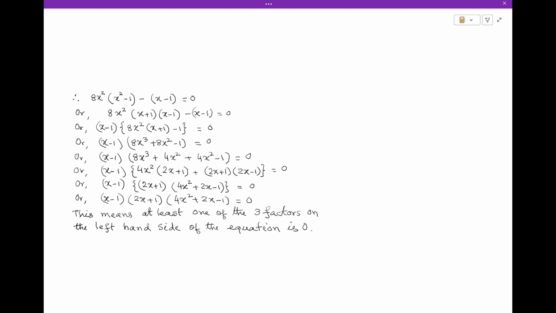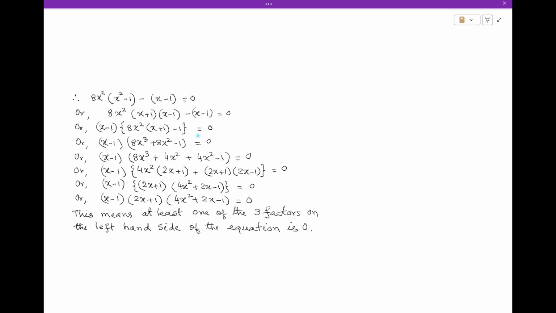Now 8x square into (x square minus 1) is equal to 8x square multiplied by (x plus 1) multiplied by (x minus 1). Therefore, this equation becomes 8x square multiplied by (x plus 1) multiplied by (x minus 1) minus x minus 1 is equal to 0.